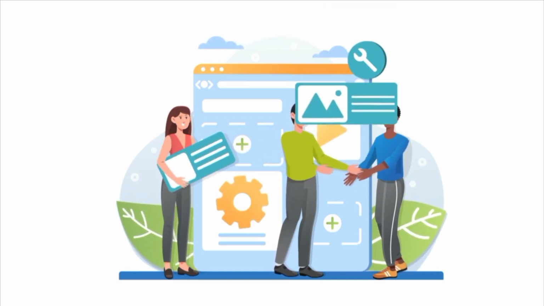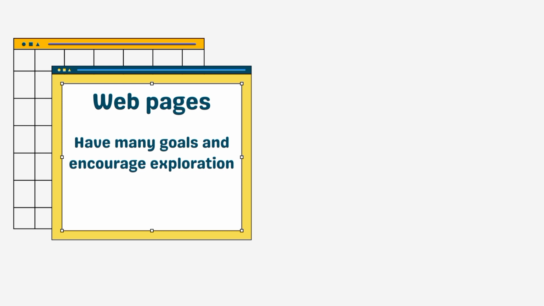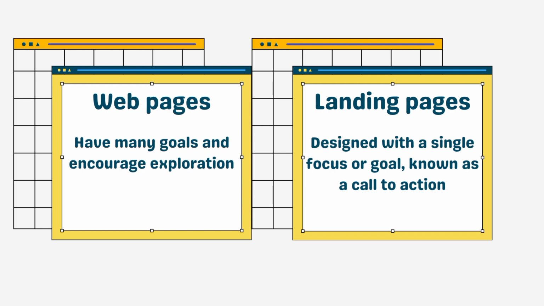It is the landing page. In digital marketing, a landing page is a standalone web page, created specially for a marketing or advertising campaign. It is where a visitor lands after they click on a link in an email or ads from Google, YouTube, Facebook, Instagram, Twitter, or a similar place on the web. Unlike web pages, which typically have many goals and encourage exploration, landing pages are designed with a single focus or goal, known as call to action, or CTA for short.